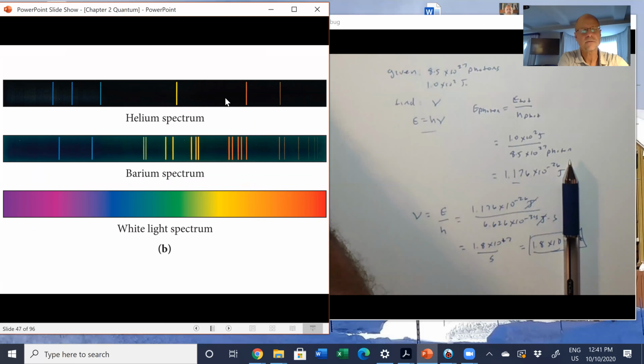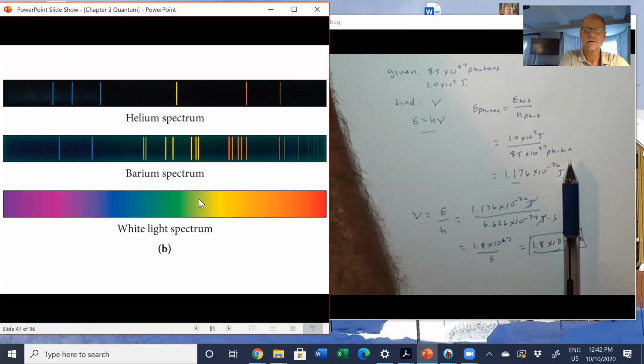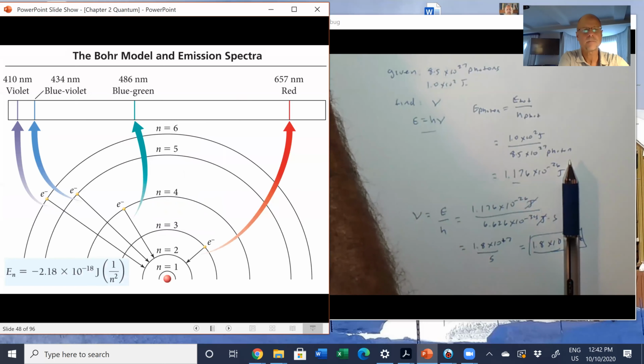Here's some spectra from other elements. Here's helium. If you had helium in that tube, you'd see something like this. Again, specific lines at specific wavelengths, right? If you had barium, you'd see something like this. And contrast this with the white light spectrum, which contains all wavelengths, right? So how could this be explained?